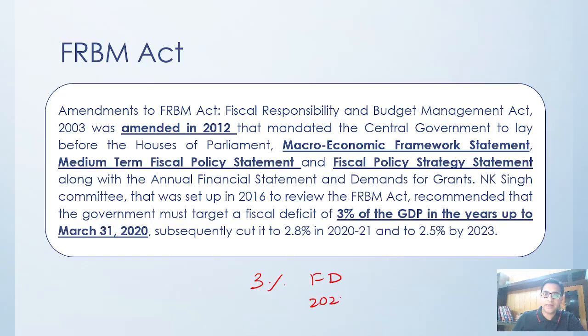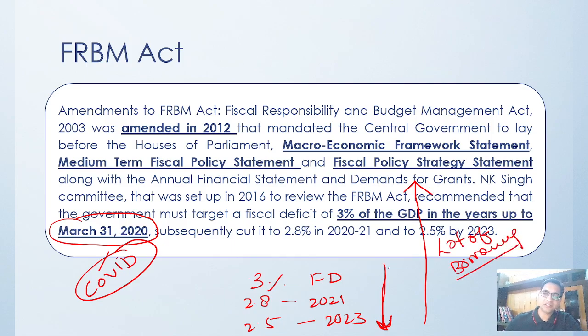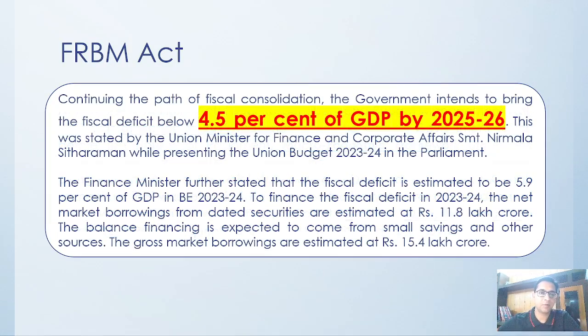By 2021 you have to reach 2.8, and 2.5 by 2023. This was the trajectory, but nobody knew what was going to happen in March 2020. The COVID-19 pandemic happened, and all these numbers, instead of going down, shot up very high, because the government has to do a lot of borrowing, and this target has gone to 3%, 4%, 5%, 10% of borrowing the government has to do.